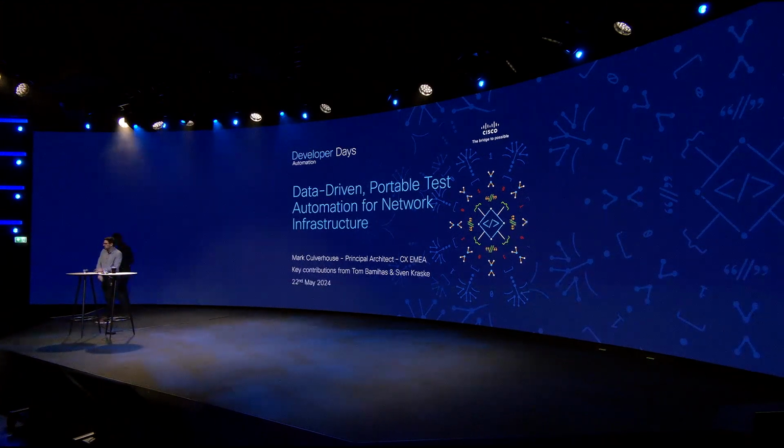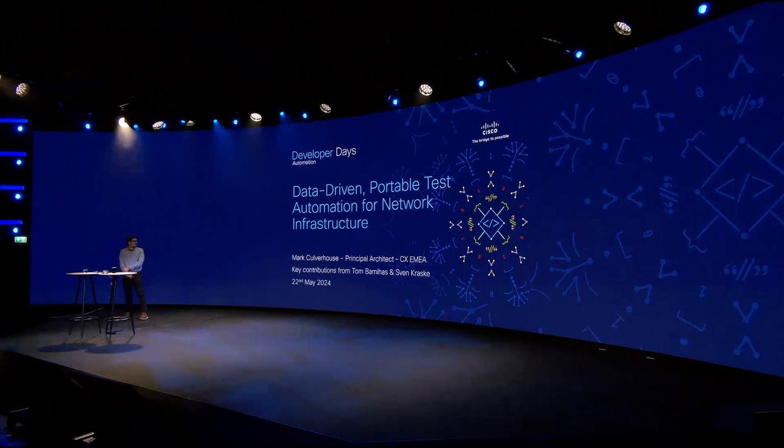So hello, everybody. I'm Mark Culverhouse, but I'm also presenting work on behalf of two of my colleagues, Tom and Sven, who couldn't be here. So it feels like I'm accepting an Oscar, hopefully, but these guys did the hard work. So I'm going to talk about data-driven portable test automation. So a lot of words. Hopefully it will be demystified as we go on.